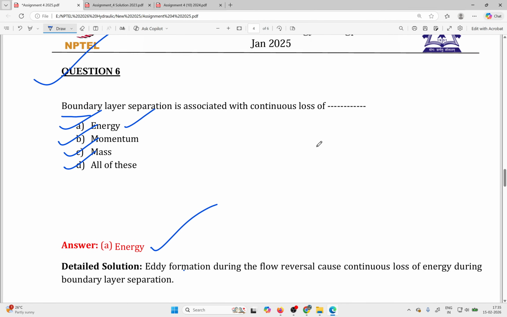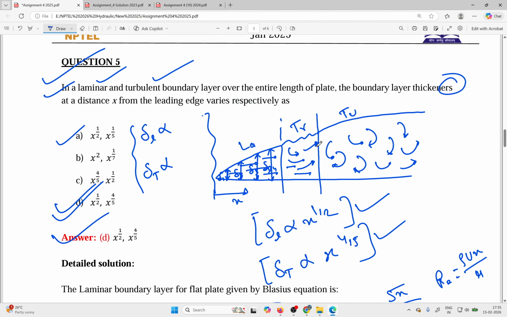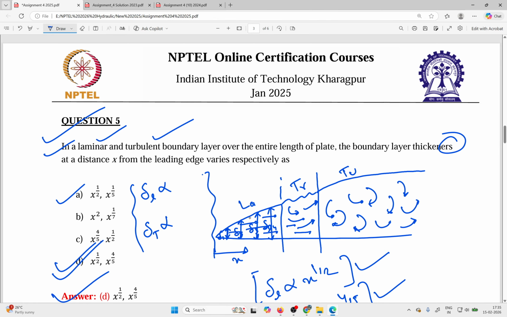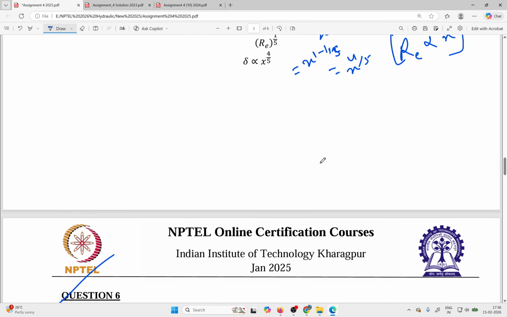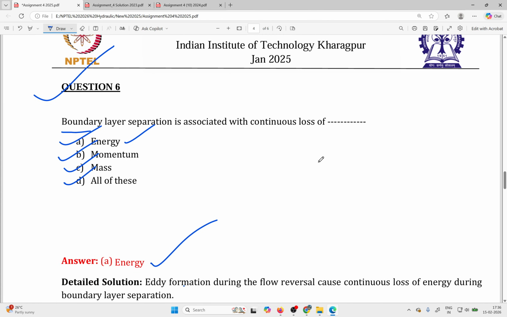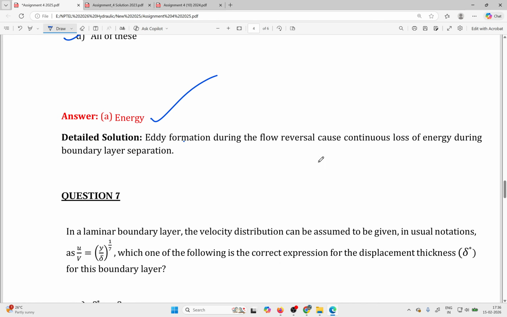As in the previous question also I was discussing, in laminar flow the flow is very ordered, in transition a little bit less ordered, but in turbulent flow you will see a lot of eddies, and eddies are nothing but loss of energy. Eddies actually try to lose the energy of your flow, so it is related with energy. Now we'll move on to the next question, question number 7.